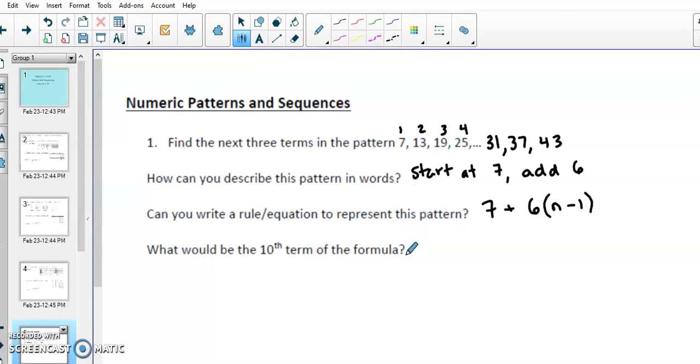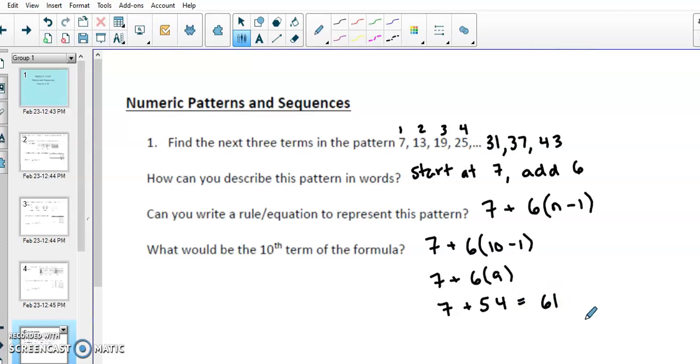Once you get the rule, writing the 10th term is easy. You just plug in a 10. So 7 plus 6 times 9. So this answer would be 61.